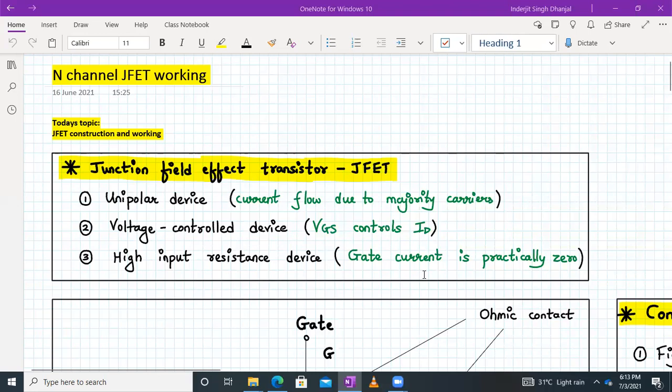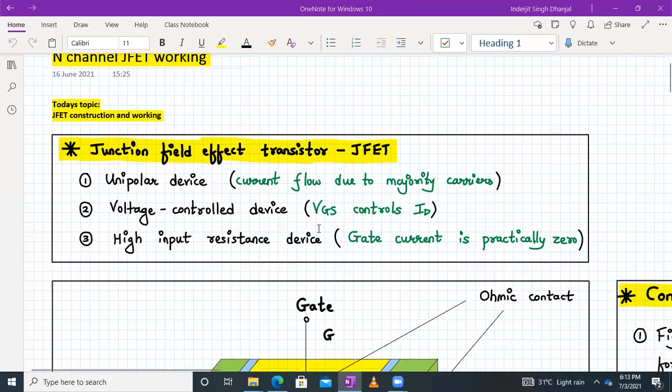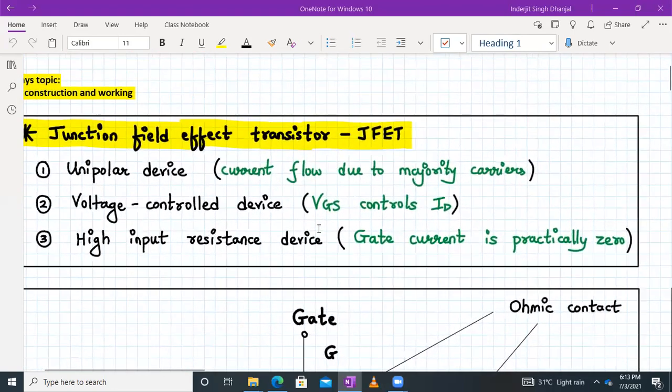Hello everyone. In this session, we will briefly see the working of N-channel JFET. So let us begin with some basic things about junction field effect transistor. It's a unipolar device. That means the current flow is due to the majority carriers.